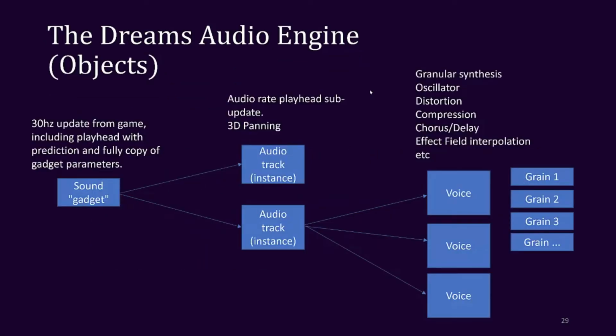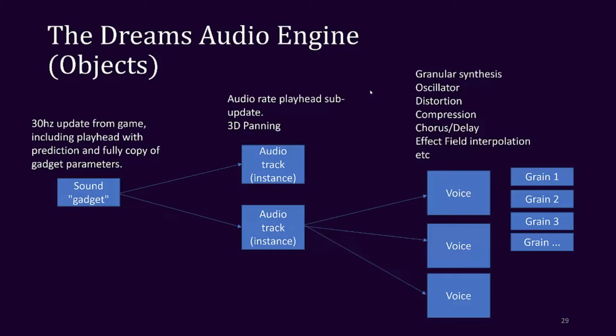And the way the audio engine is organized basically is there are these things called sound gadgets, which are the game level representation of a sound, and they update at 30 hertz from the game, and that includes the playhead updates from a timeline, for example. And we basically send to the audio thread at the end of a game update an entire copy, or rather a handle to the game that contains this sound gadget.